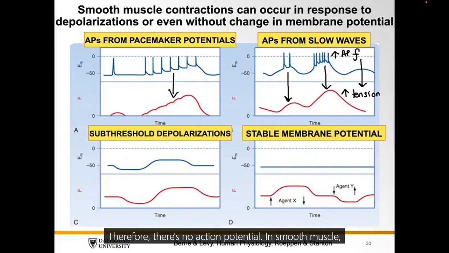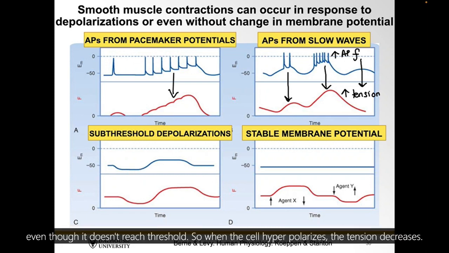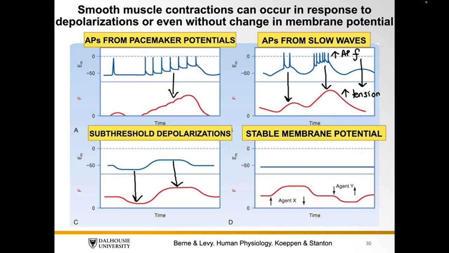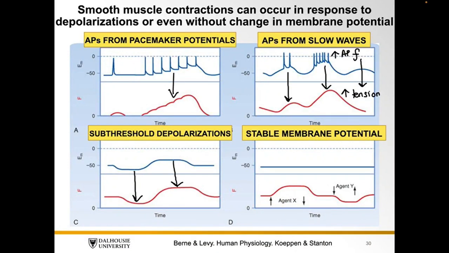In smooth muscle, it doesn't matter. You can see that the tension of the muscle that we see in red here mirrors the depolarization and the hyperpolarization, even though it doesn't reach threshold. So when the cell hyperpolarizes, the tension decreases. Conversely, when the cell depolarizes, the tension increases too. So this is to show you that smooth muscle contraction can occur even when the depolarizations do not reach threshold.